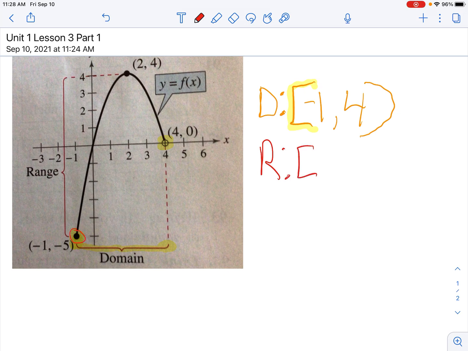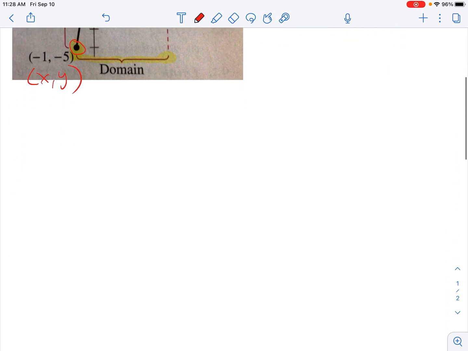Now our range, again, range is like our y's. So my range, again, I have a closed circle, and that's at -5, because remember, it goes x comma y. So my lowest value I can have is a -5, and my highest value I can have is a 4. And that is a closed circle. So I need to use brackets again because this is a closed circle. It can be anywhere, including -5, all the way up to +4.